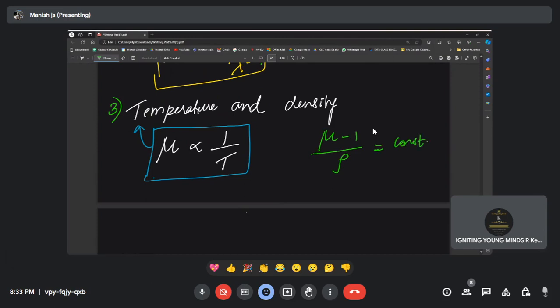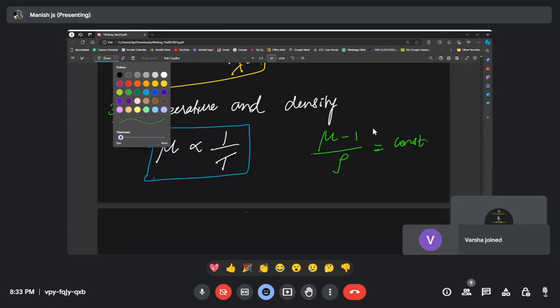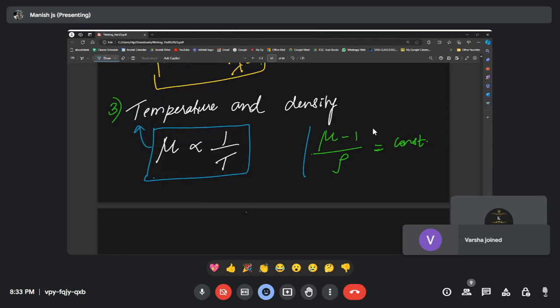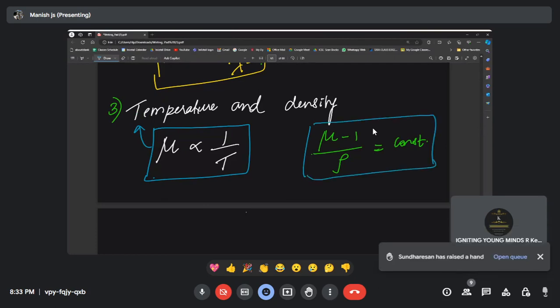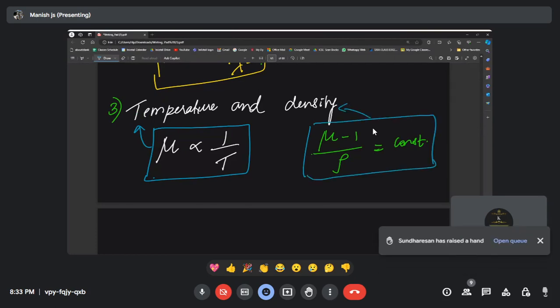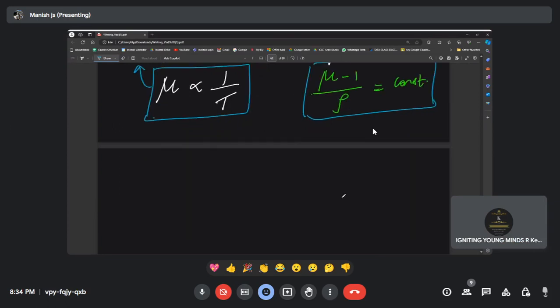Okay, so mu minus 1 upon density is equal to constant. So this is a relationship where the constant can be k. Typically when you try to express it, we express it like this. This is for density. So again, the relation is necessary here in terms of density. So we express it like this. Okay, so with that, let's move on. So these are the relationships.